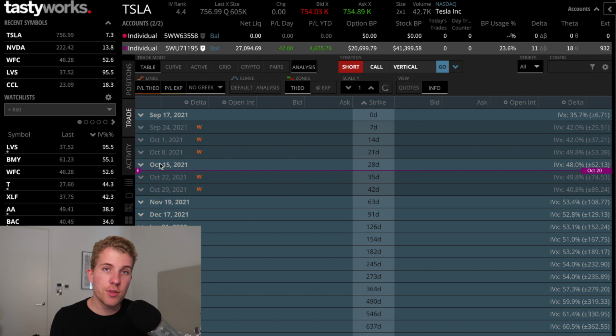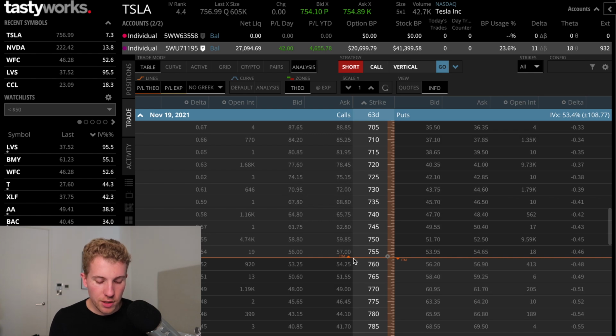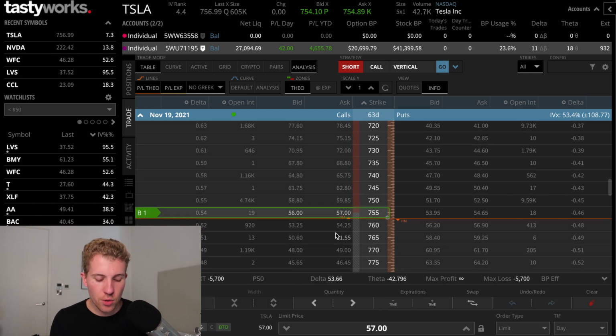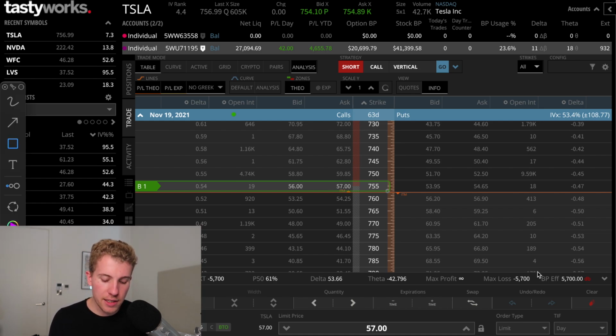Right now, we are looking at the Tesla option chain. If, for example, I go into the November expiration, and I'm willing to buy the 755 call, you can see that it costs basically $57 of premium, which represents a max loss of potentially $5,700. You see that the buying power is $5,700, but not everyone has $5,000 or $6,000 to put on the table just for one call option.